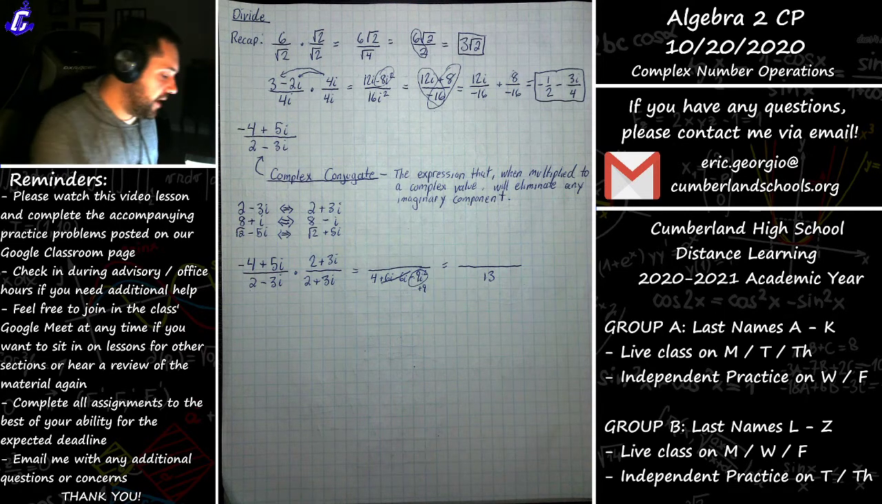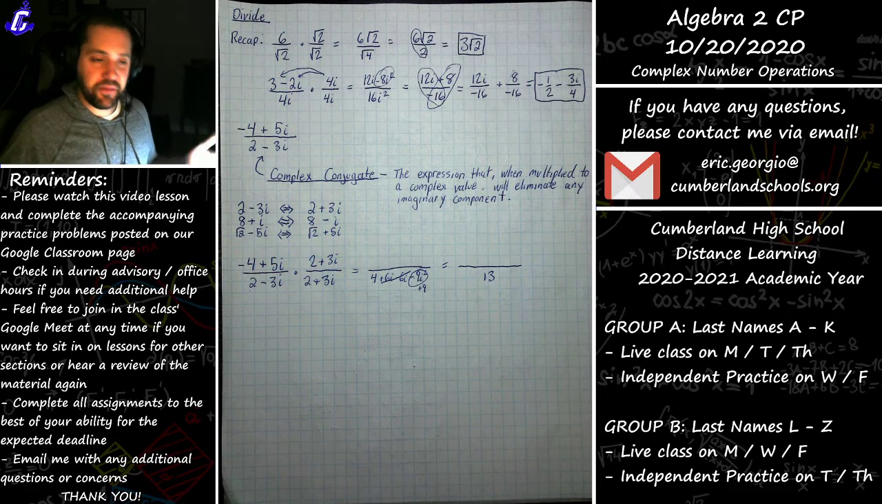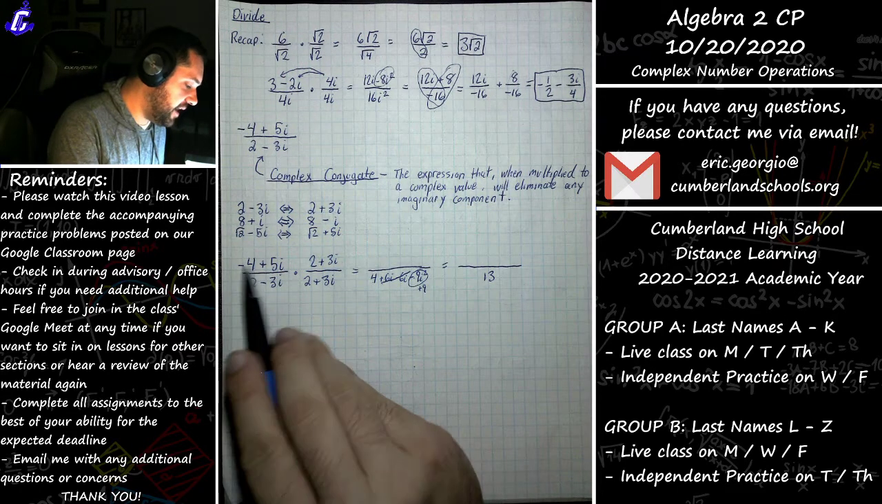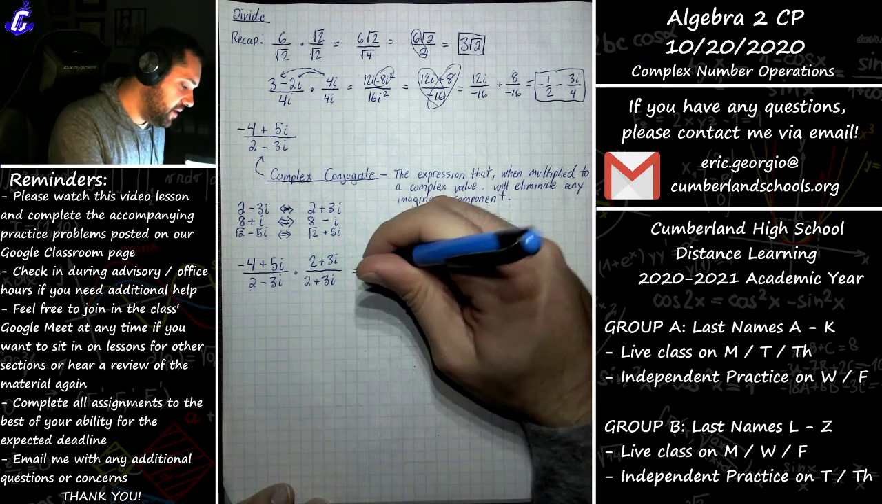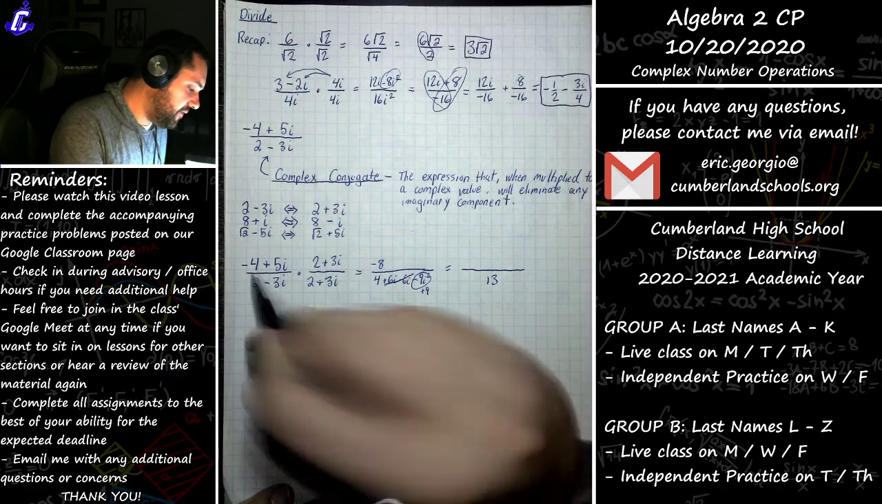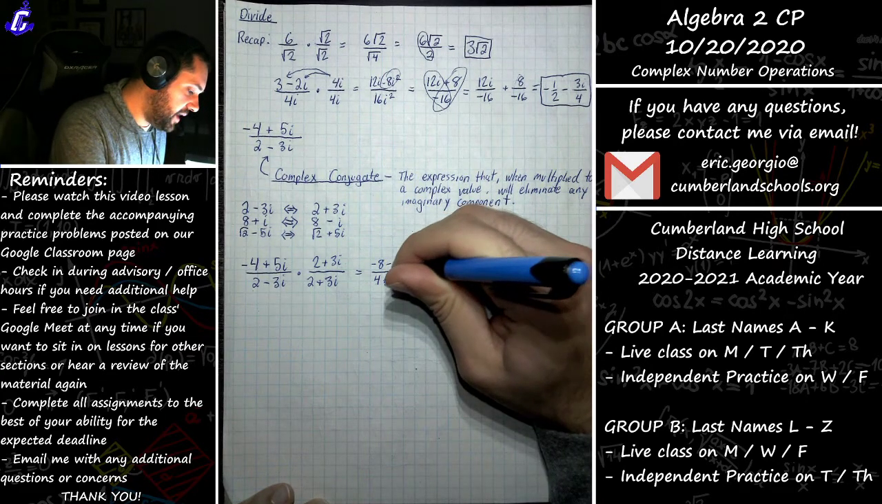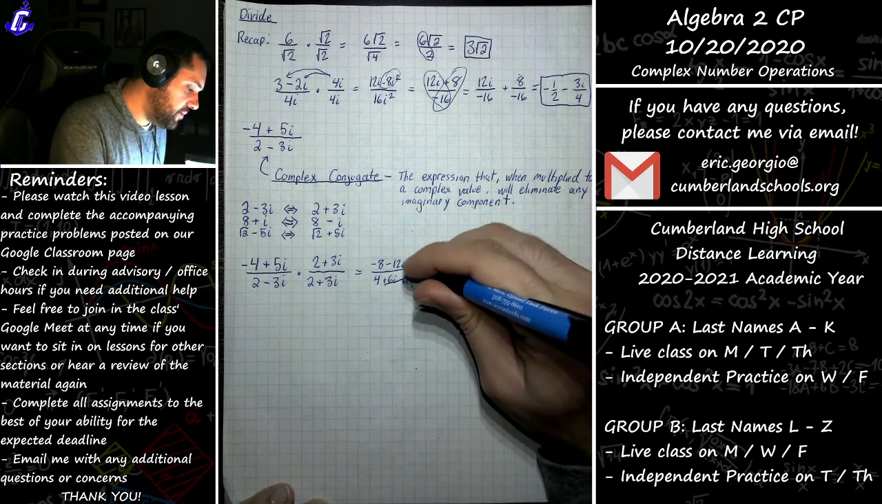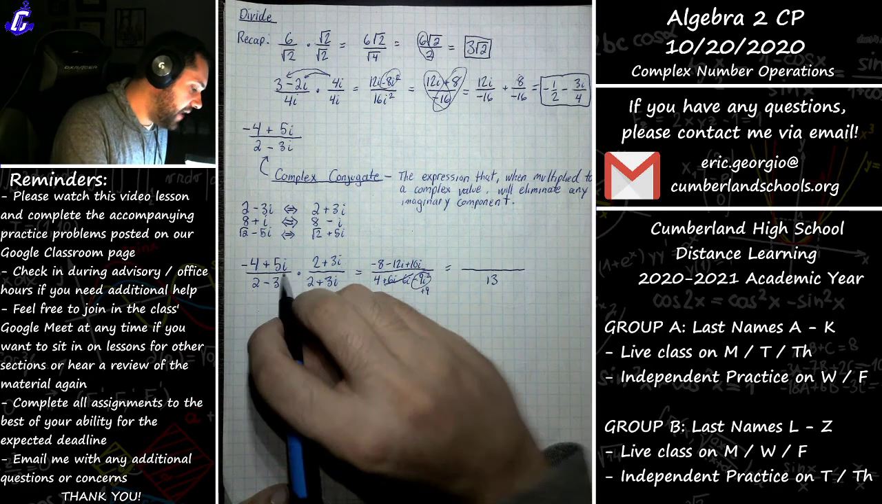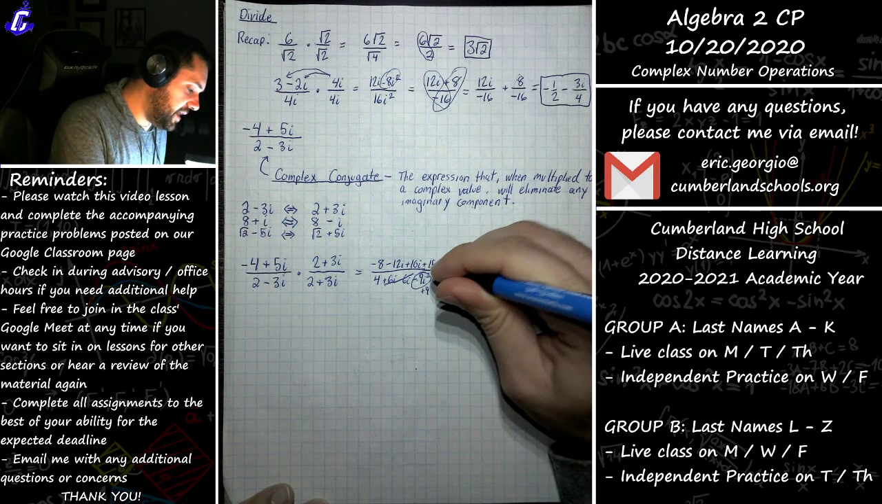Let's talk about the numerator. Same thing, it's just a multiplication problem. Division is like multiplication disguised. Negative 4 times 2, negative 8, that's first. Negative 4 times 3i, minus 12i. 5i times 2, plus 10i. 5i times 3i, plus 15i squared.